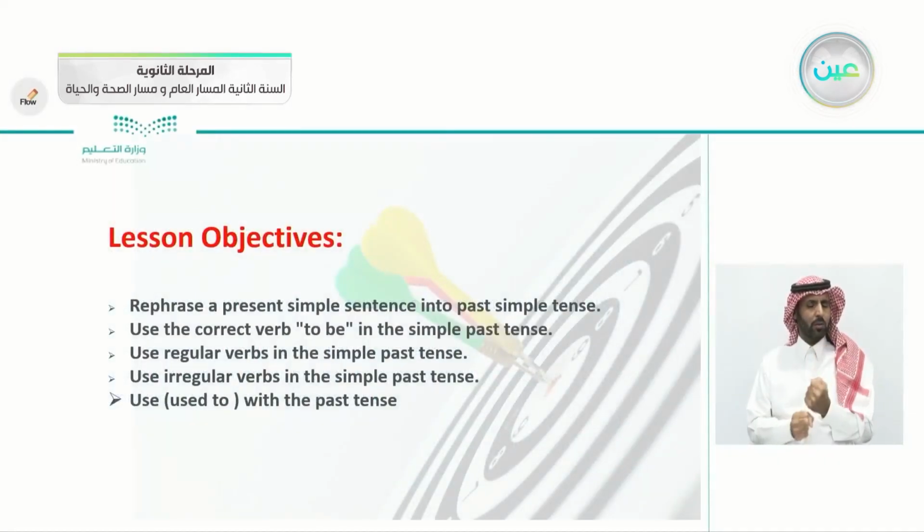So these are the objectives for today: to rephrase a present simple sentence into a past simple tense. Use the correct verb to be in the simple past tense. Use regular verbs in the simple past tense. Also use irregular verbs, regular and irregular verbs in the simple past tense. Use used to with the past tense. So we'll be focusing on the past tense today and the used to.